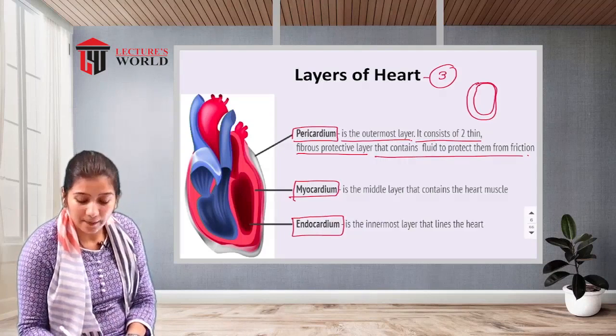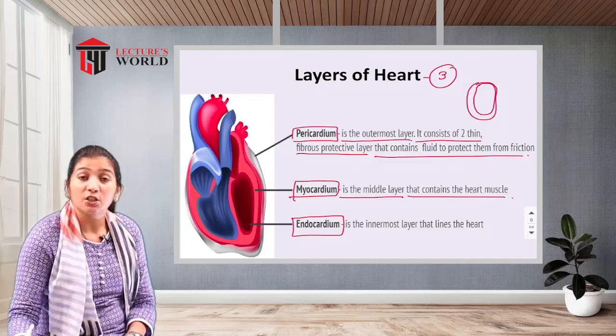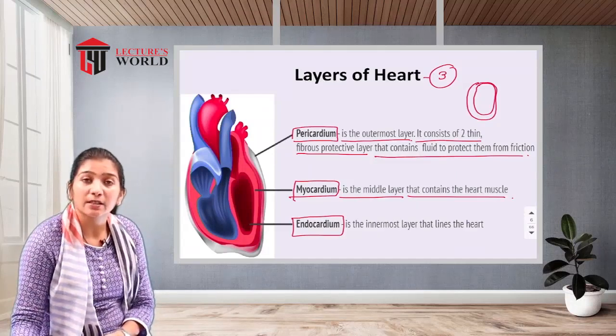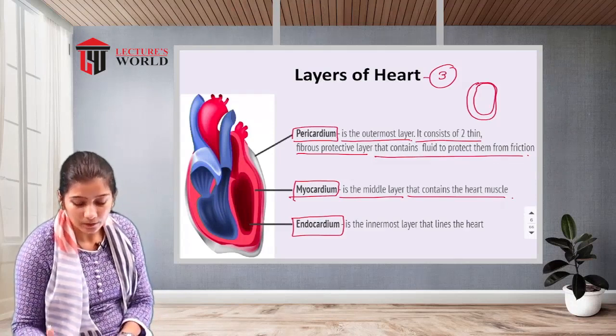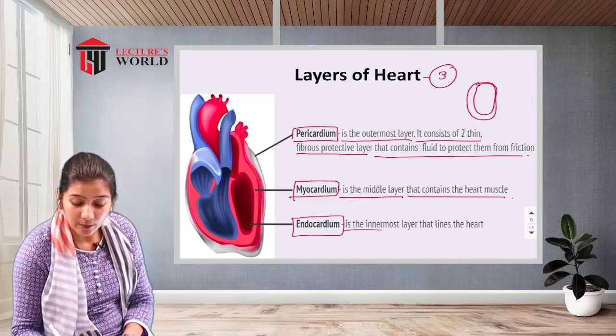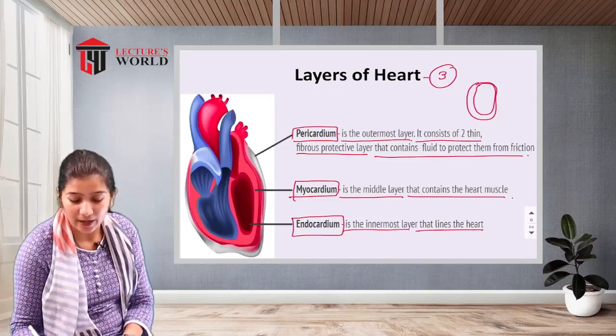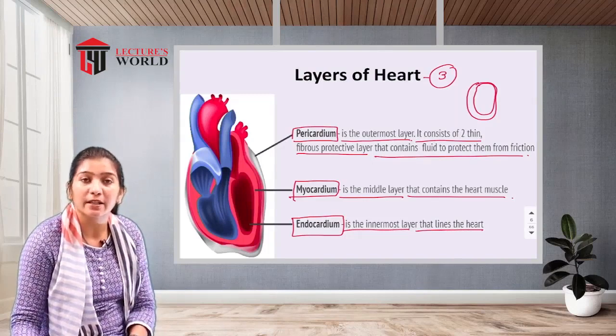The next layer is the myocardium. Myocardium is the middle layer that consists of the heart muscles. So specialized cardiac muscles are present in the myocardium layer of the heart. And the last one is the endocardium. It is the innermost layer that lines the heart. So the endocardium is the innermost and the last layer of the heart.